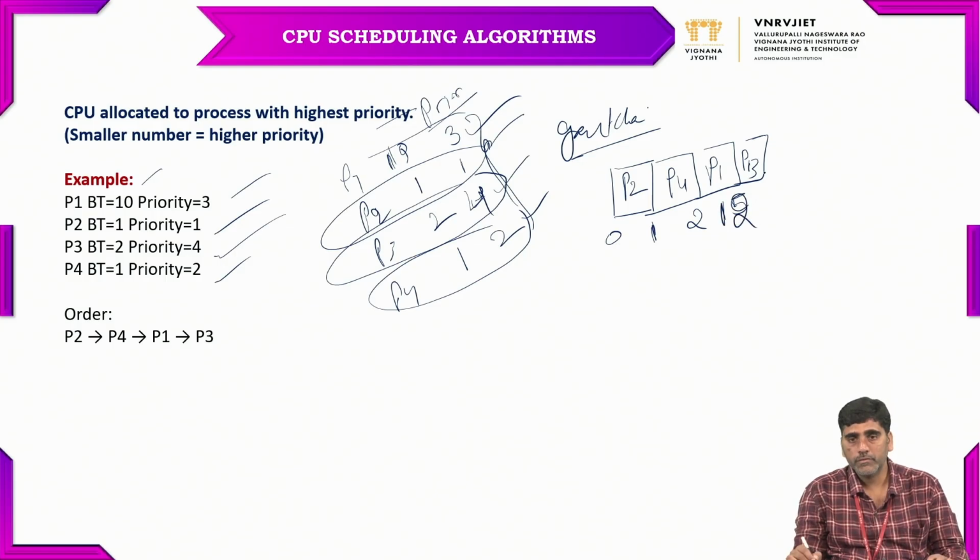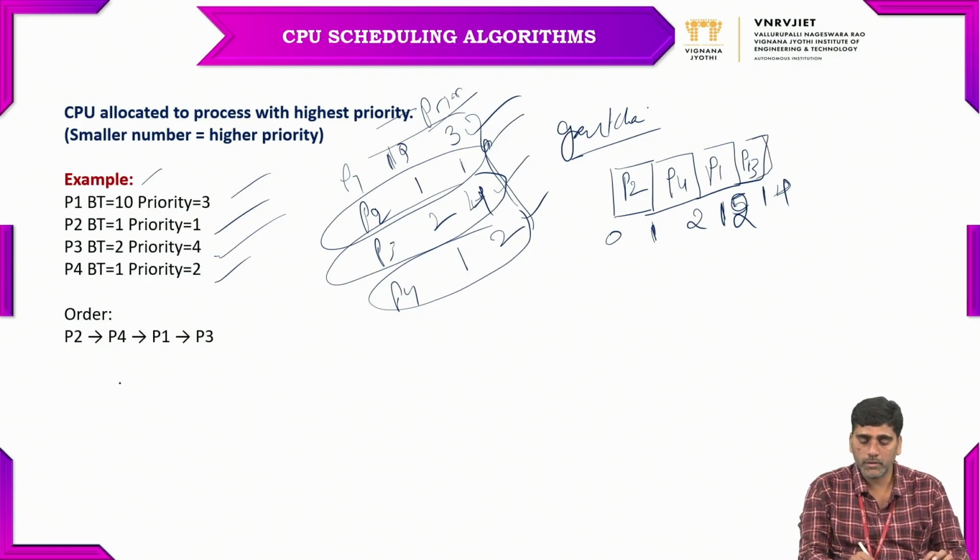Next, the P3 burst time is 2, so that will be added to 12, so 12 plus 2 is 14. So this is the way of drawing the Gantt chart diagram from the base process entered into the queue. From this we can calculate each and every process completion time.